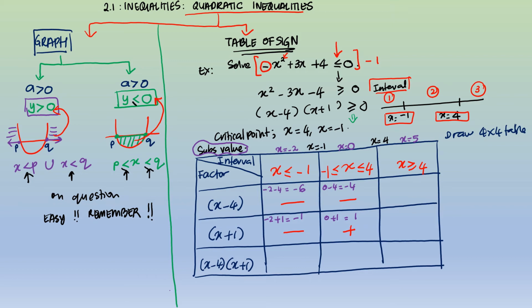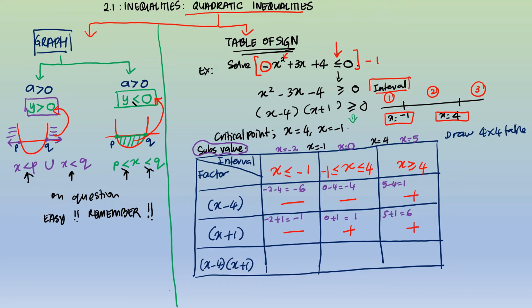Next we go to the next value, x equal to 5. For x equal to 5 here we will get 5 minus 4 equal to 1. How about this one? 5 plus 1 equal to 6. So here we got positive and positive.